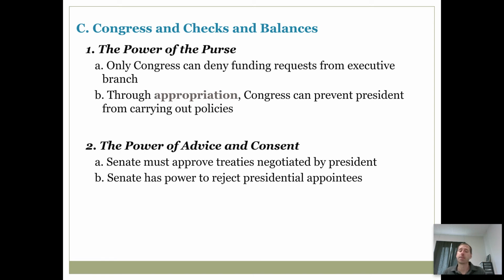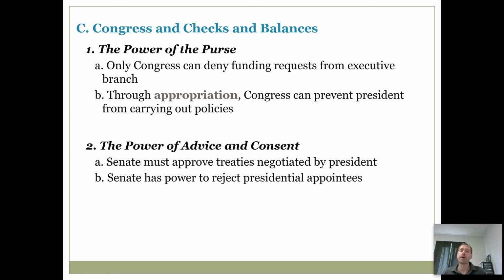The Senate has the power of advice and consent. Any treaty that the president negotiates doesn't automatically become law. It has to be approved by the Senate. The president just can't pick anybody to be attorney general or anybody to be a Supreme Court justice. The Senate has to say, yes, we approve. We give our advice and our consent.